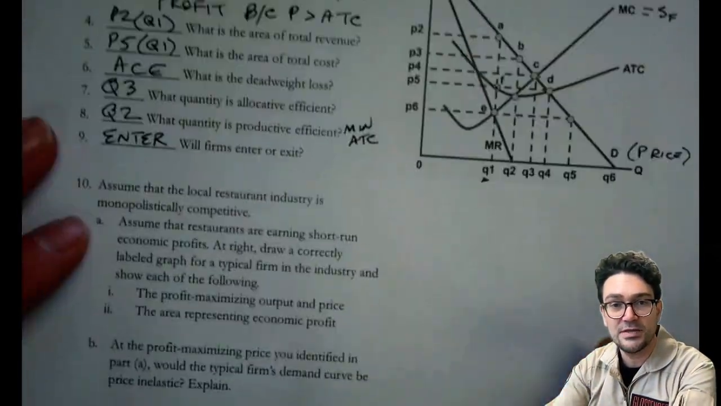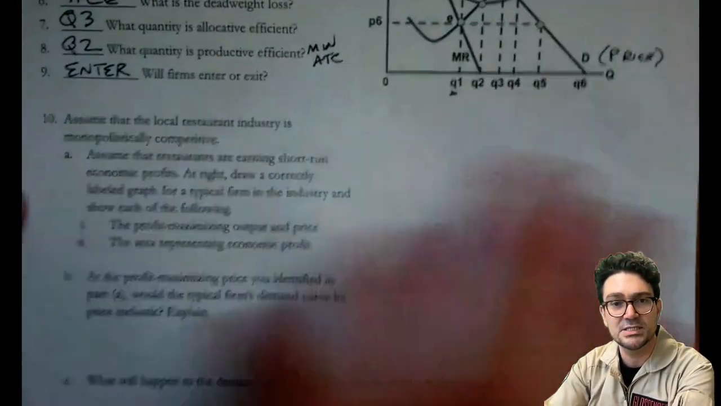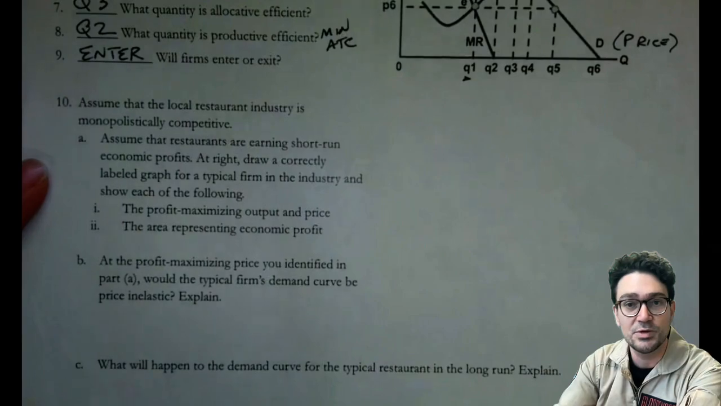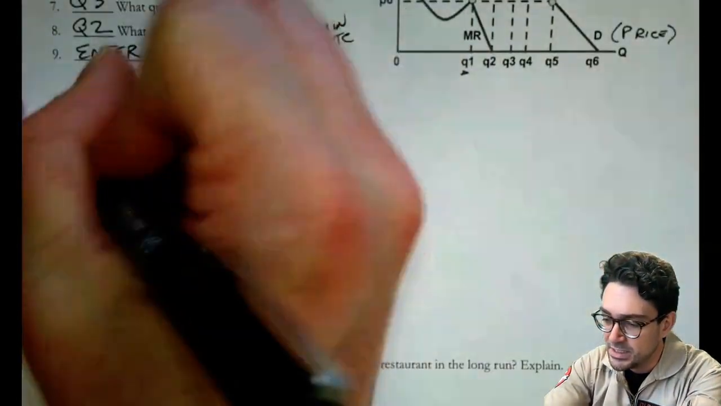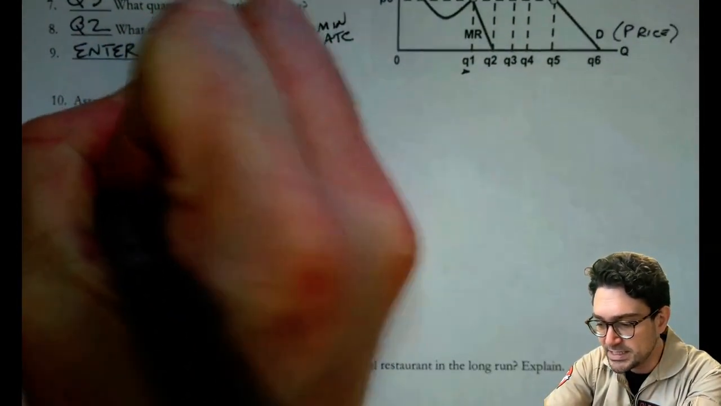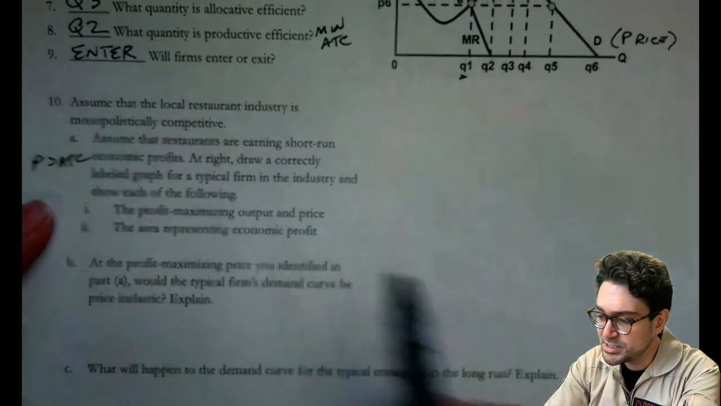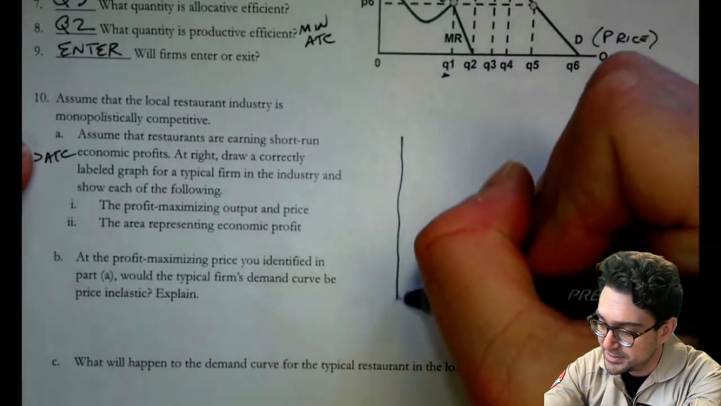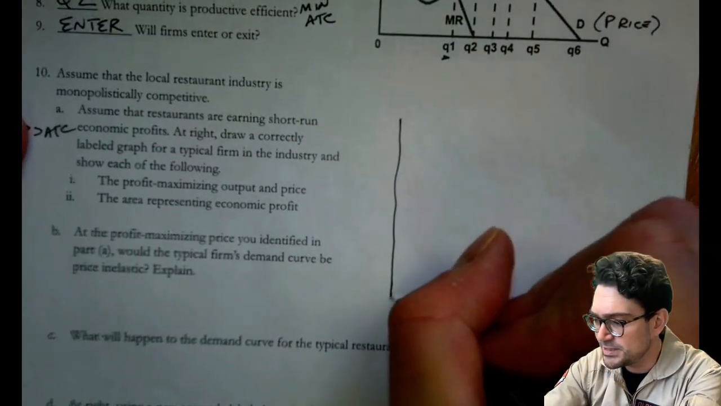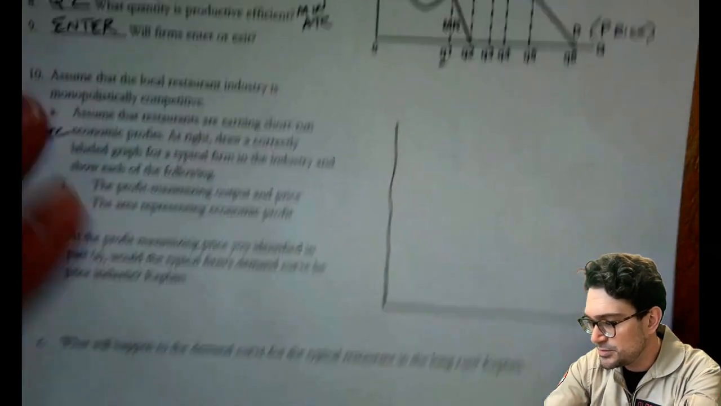Okay, let's take a look at this other question about a restaurant industry. It says, assume the industry is monopolistically competitive. Assume that restaurants are earning short-run economic profits. So that's going to mean our price is above our ATC. And we want a firm in the industry, and so we'll label some things on there. Now, it's going to look almost exactly the same as the picture above it. So hopefully this one's not going to be too bad for us.